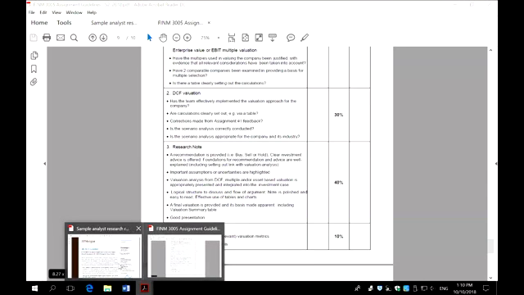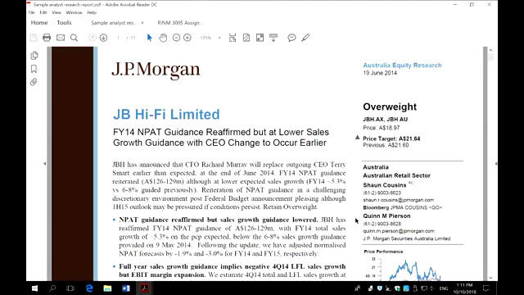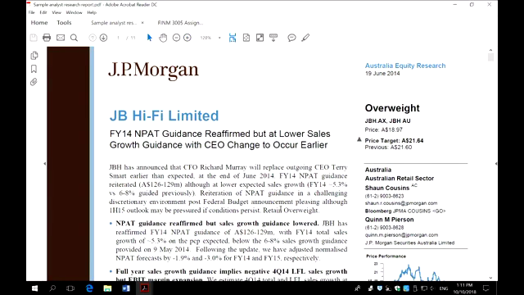So next, let's have a look at a sample analyst research report. This is from JP Morgan on JB Hi-Fi. It's a retail company, so it's sort of related to Woolworths. This is not an initial coverage of the company. It's actually an update of the valuation of the company based on some recent developments within the company. They have a new CFO, that's a change at the top executives. And also the company has provided revised earnings guidance.